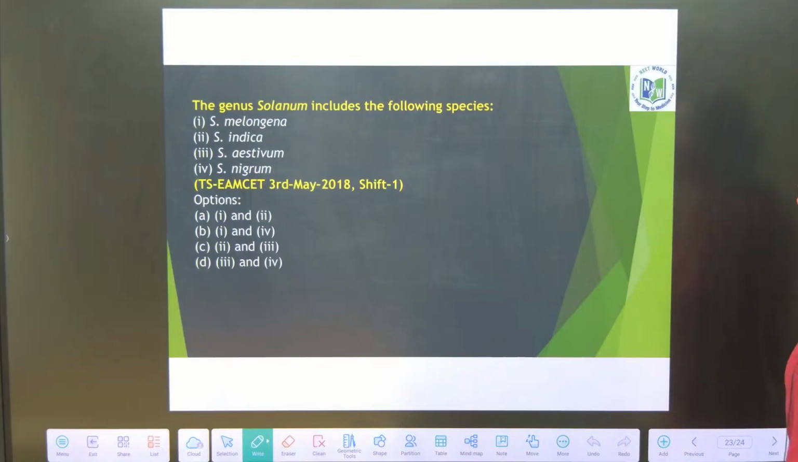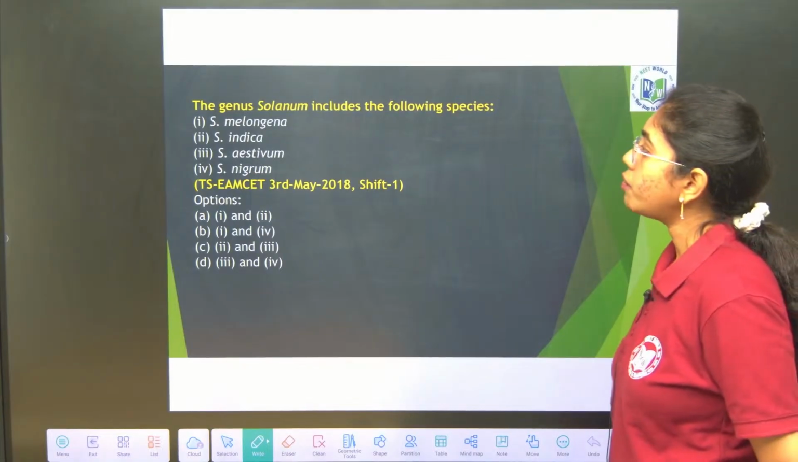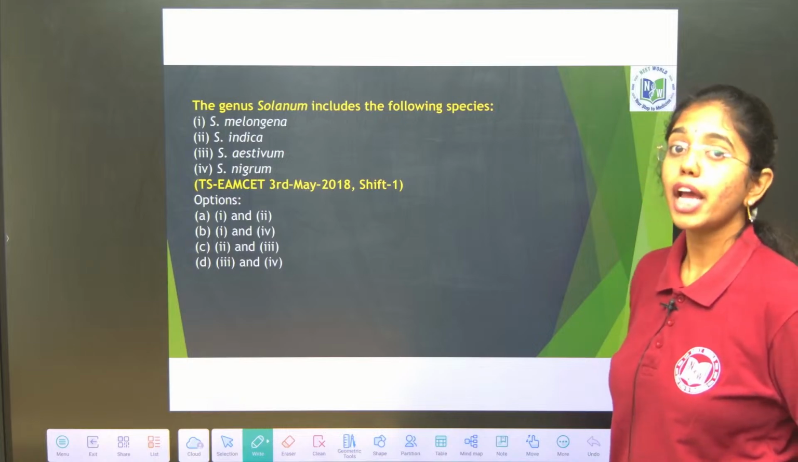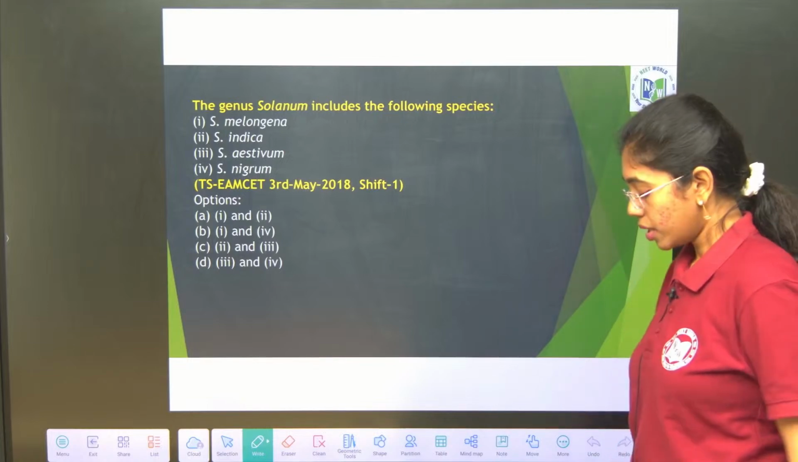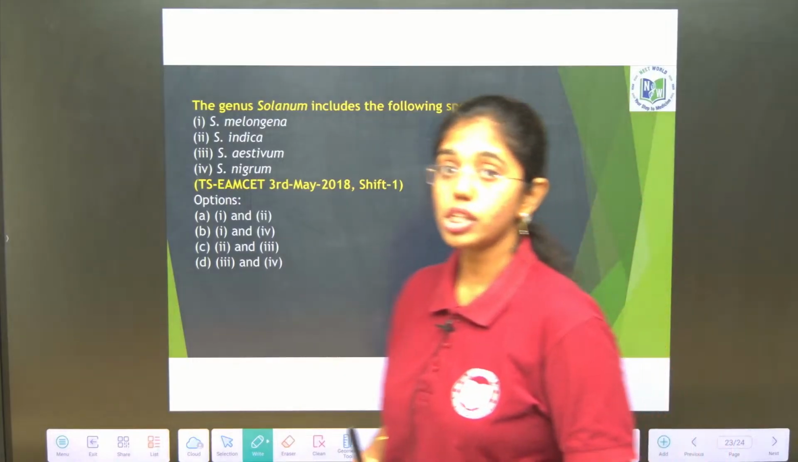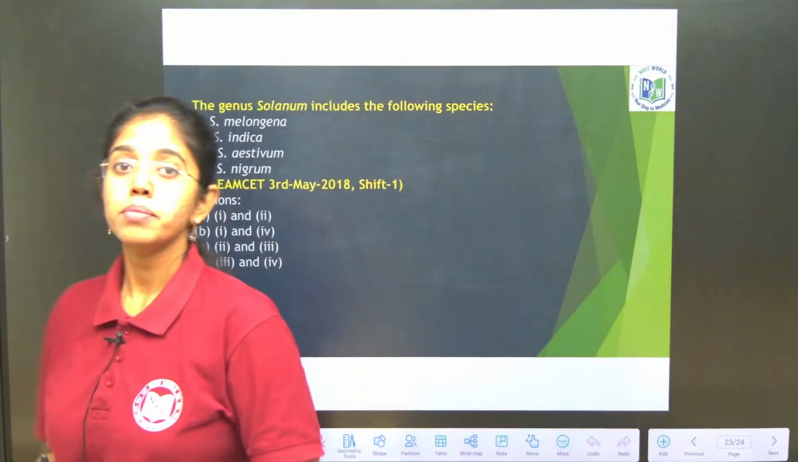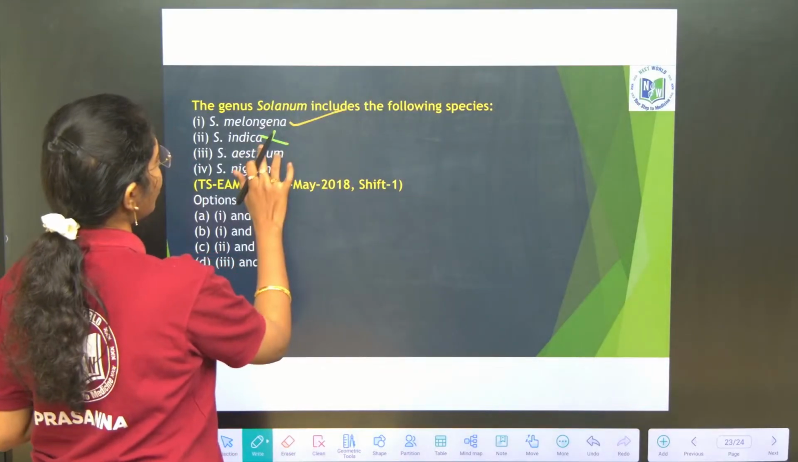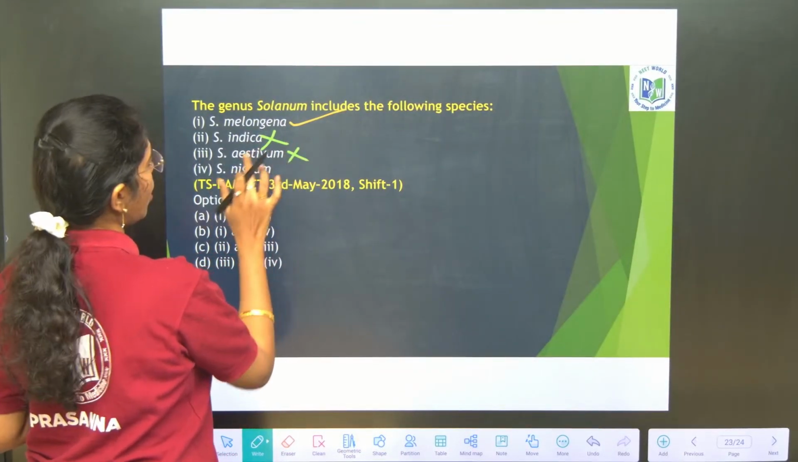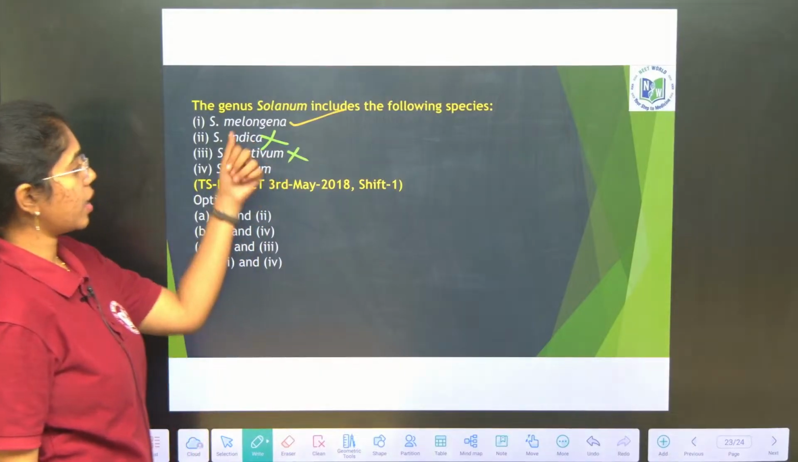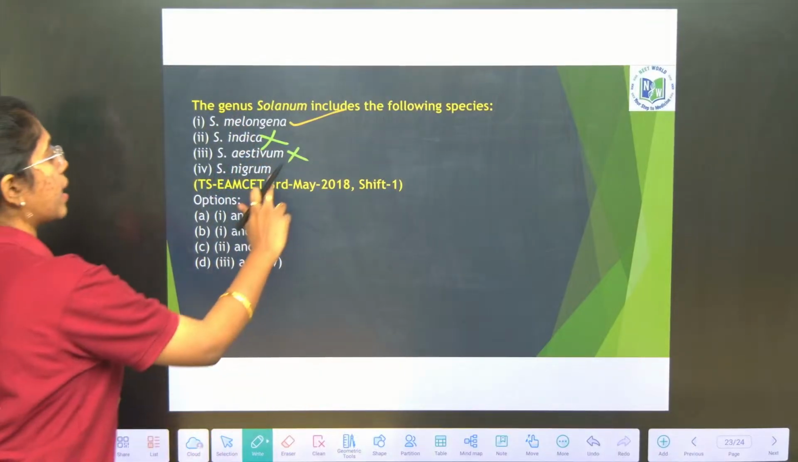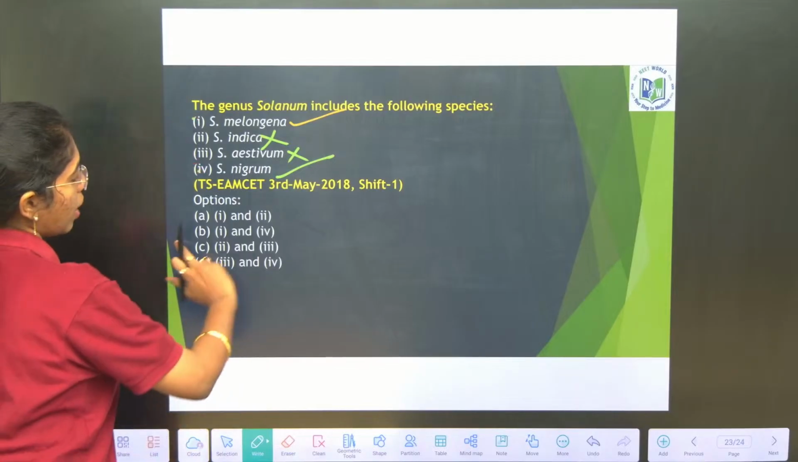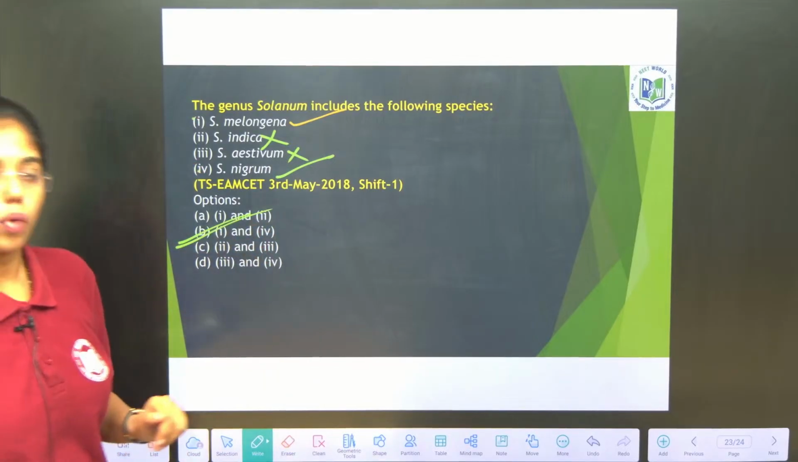Next here you see the genus Solanum includes the following specimens. Okay, Solanum genera includes what? 3 species, right? We have learnt Solanum melongena, Solanum nigrum, Solanum tuberosum. So here Solanum nigrum indica will not be there, Solanum aestivum will not be there. This is Mangifera indica and Triticum aestivum and Solanum nigrum. So here 1 and 4, 2 are correct. Option B is the right answer. 1 and 4.